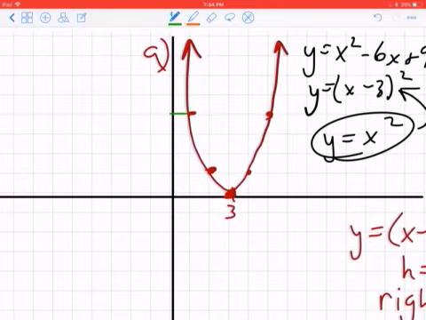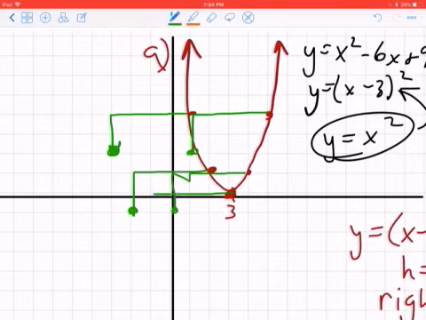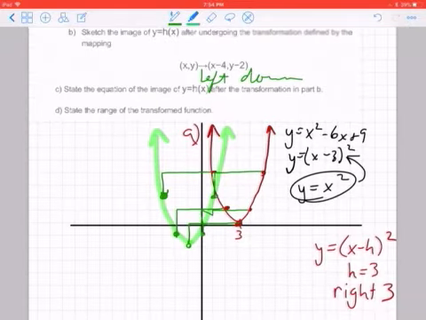We start here, 1, 2, 3, 4, down 2, that's this point. 1, 2, 3, 4, down 2, that's that point. And so on for each of the remaining points. And what you end up getting here is the exact same shape, just moved left 4 units and down 2 units.